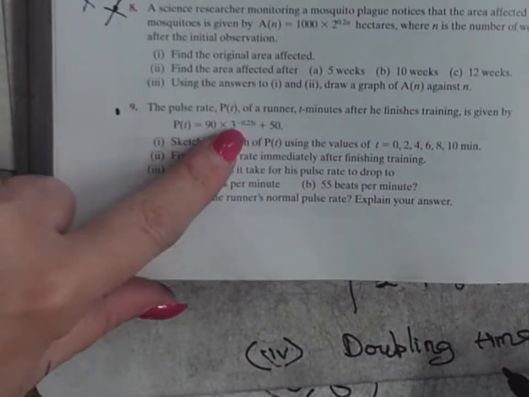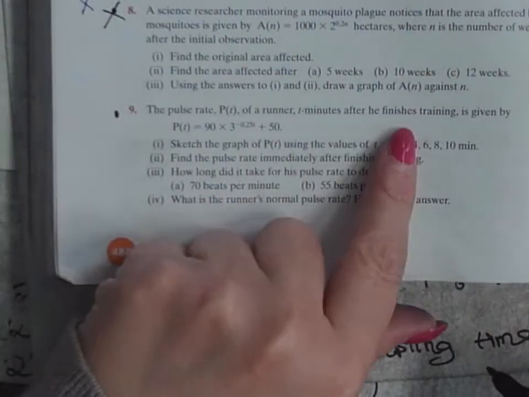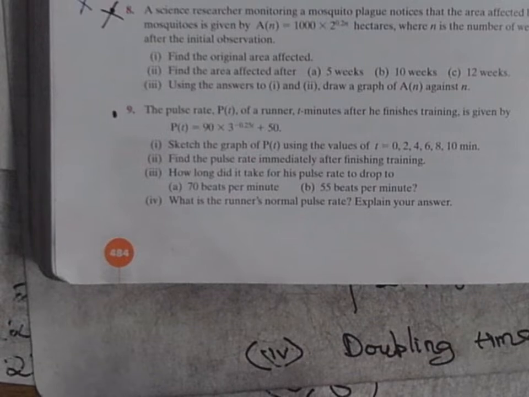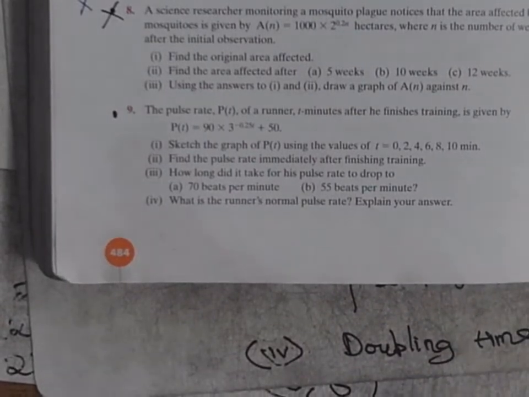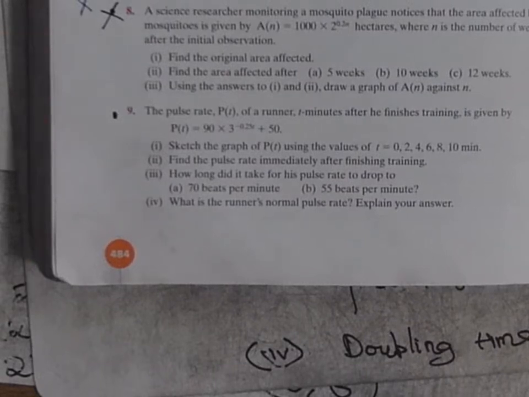So the pulse rate of a runner, so someone's running T minutes after he finishes training. That means the minute he finishes training, the clock starts. So he's doing his training and then the clock starts, so he starts taking his pulse. Do you think his pulse is going to come down or go up? He's finishing training. Yeah, it's going to start off really high, isn't it? Because he's after training and it's going to slow down. Would you agree? Right, okay.